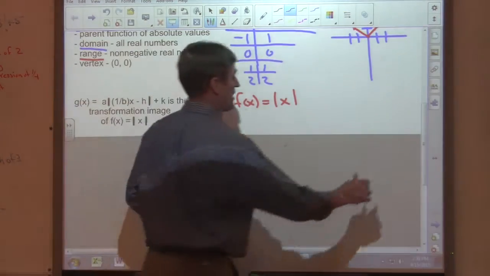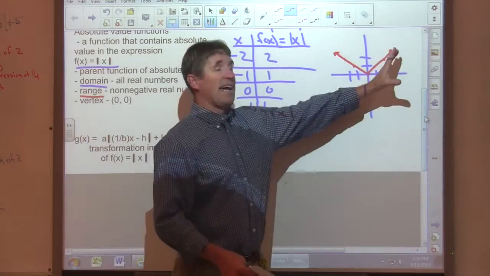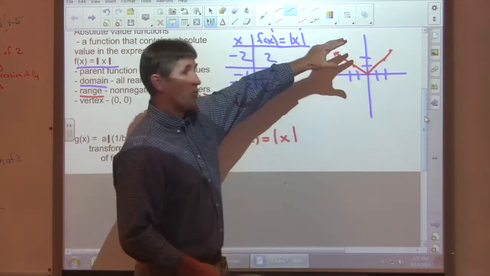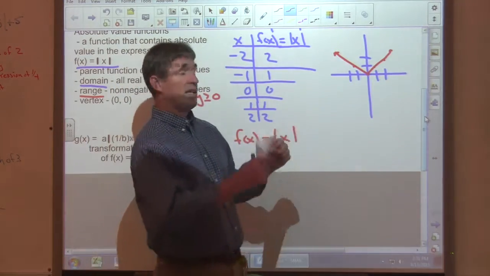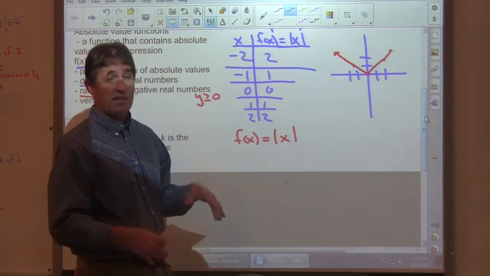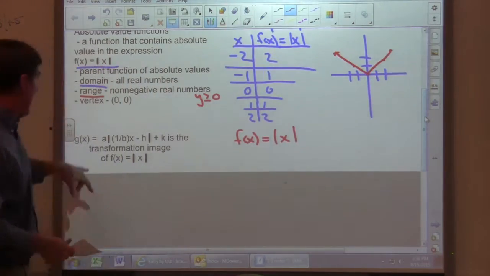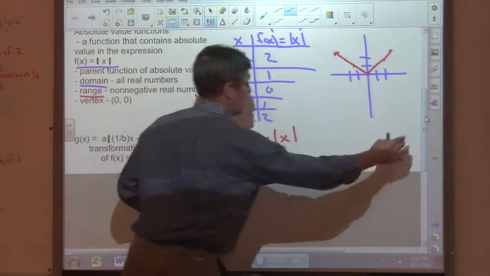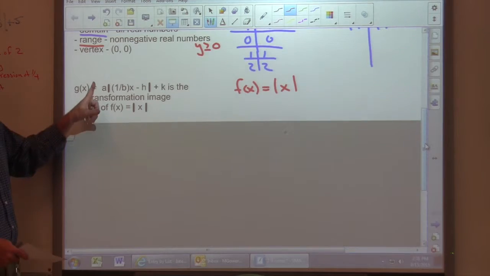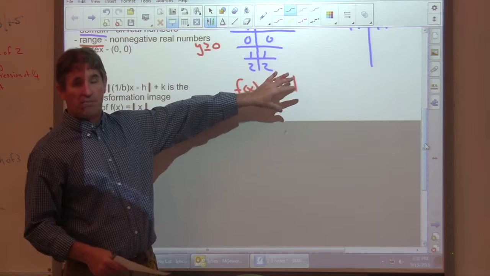So remember, transformations from geometry, that is, I could slide this left or right, I could slide it up and down, I could slide it at an angle, I could rotate it, I could dilate it, make it bigger or smaller, I could stretch it, I could compress it, I could reflect it. So there's all these transformations we can do, and that's what this does, it affects that f of x equals the absolute value of x. And we're going to learn how a, b, h, and k all affect this parent function.